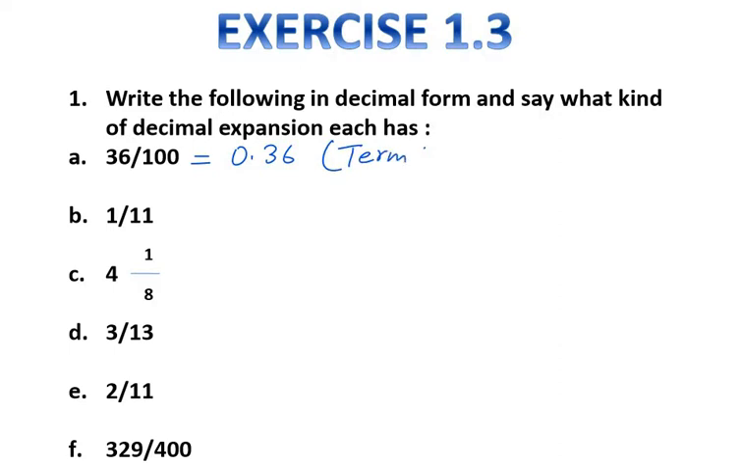Why is it a terminating decimal? Because we can see that there is an end to it, and whenever we can see that there is an end to any number, we can say it is a terminating decimal.